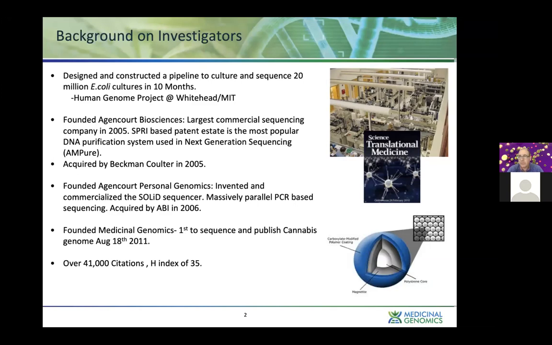This is one of the more popular DNA purification systems now in the marketplace. I've seen reports that suggest that up to 80% of the market of next-generation sequencing is running off of something known as Ampure, which is a DNA purification system that we developed there at Agincourt. Beckman Coulter acquired that company. They didn't know what to do with one of our skunk works projects, so they decided to spin that out and fund it with $6 million.